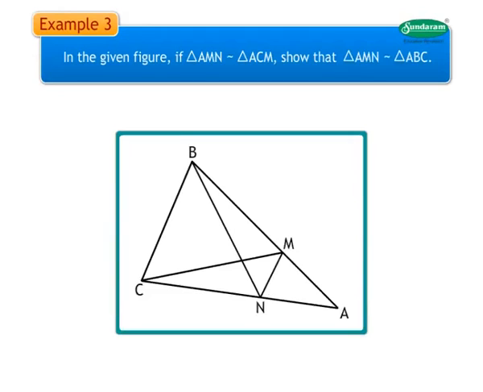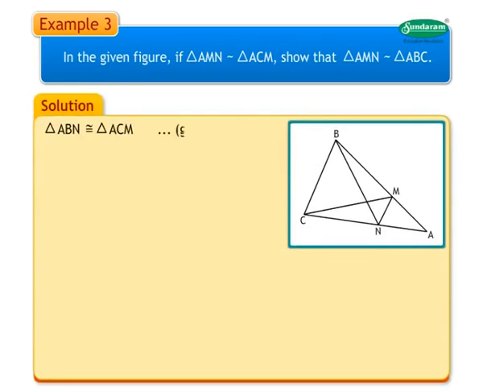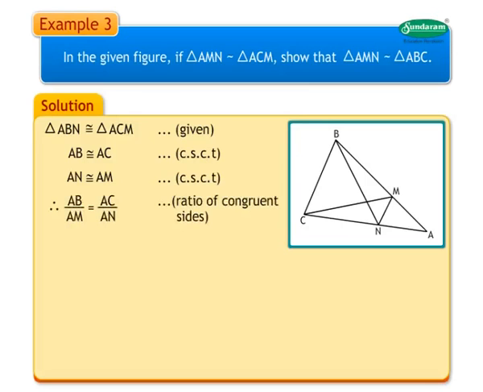Example 3. In the given figure, if triangle ABN is congruent to triangle ACM, show that triangle AMN is similar to triangle ABC. Solution. It is given that triangle ABN is congruent to triangle ACM. Therefore, by corresponding sides of congruent triangles, segment AB is congruent to segment AC and segment AN is congruent to segment AM. Therefore, AB upon AM is equal to AC upon AN as they are the ratio of congruent sides.